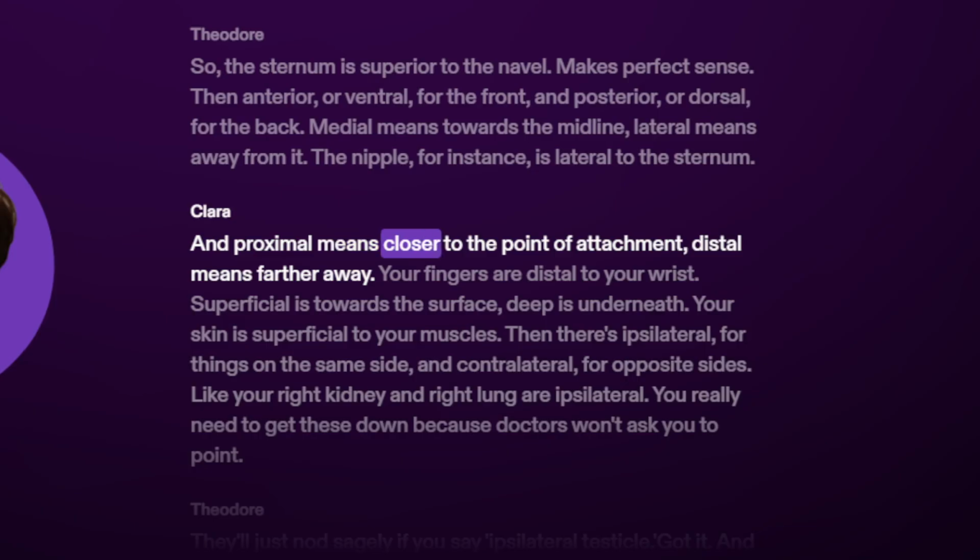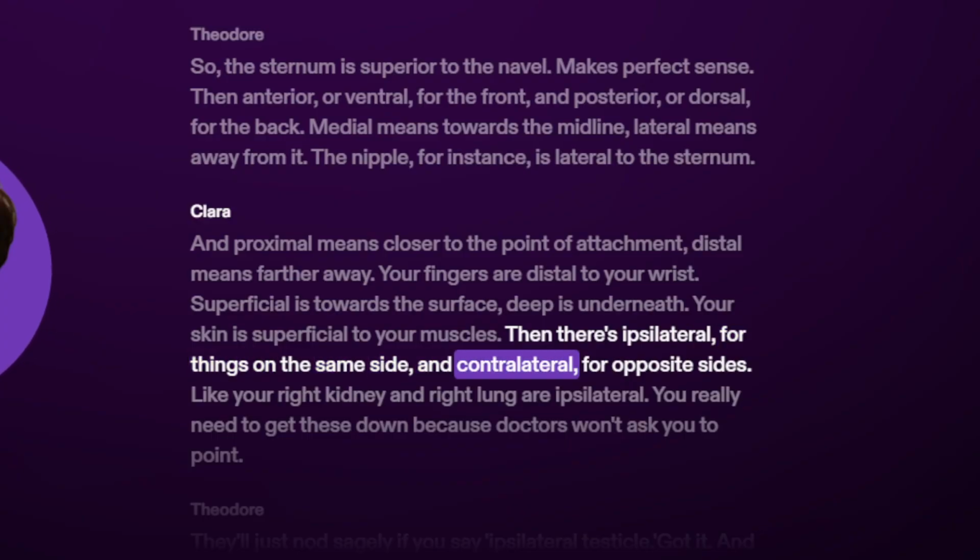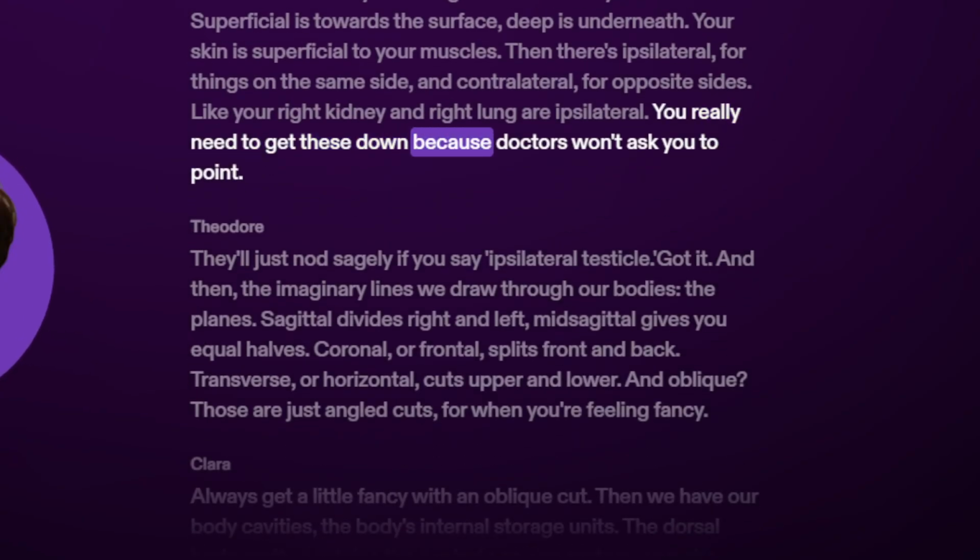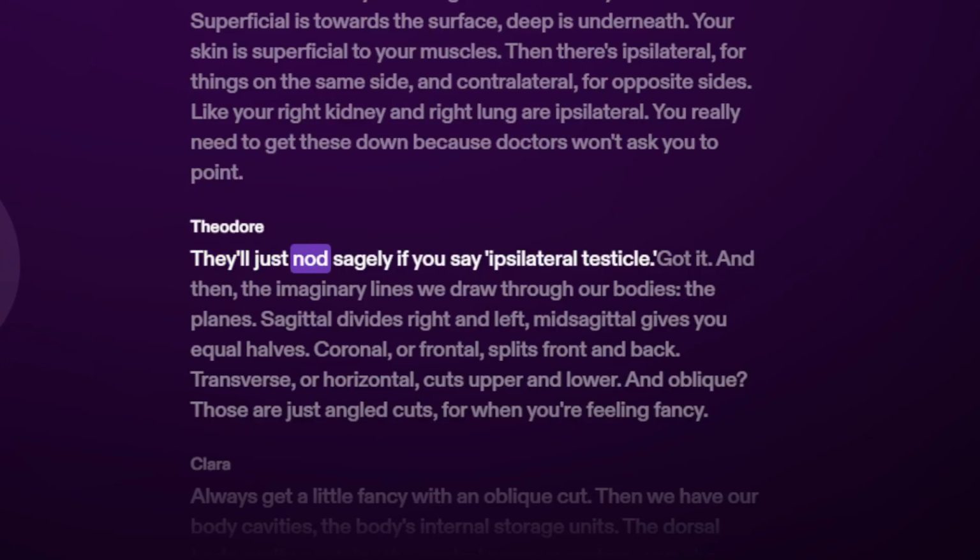And proximal means closer to the point of attachment. Distal means farther away. Your fingers are distal to your wrist. Superficial is towards the surface. Deep is underneath. Your skin is superficial to your muscles. Then there's ipsilateral, for things on the same side, and contralateral, for opposite sides. Like your right kidney and right lung are ipsilateral. You really need to get these down, because doctors won't ask you to point. They'll just nod sagely if you say ipsilateral testicle.